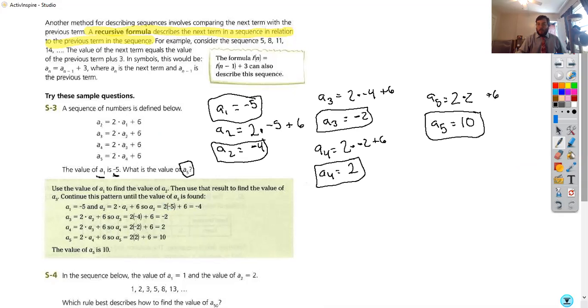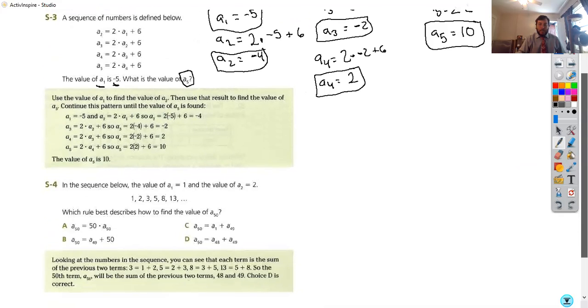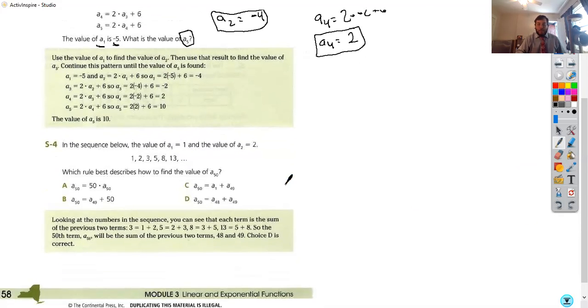So now if we take a look down here, it says, in the sequence below, A1 equals 1, and the value of A2 equals 2. Which rule best describes how to find the value of A50? So here we're looking to see what's happening. Well, to get from 1 to 2, we add 1. To get from 2 to 3, we add 1. But to get from 3 to 5, we don't add 1, we have to add 2 here.